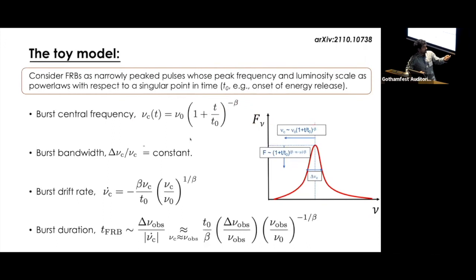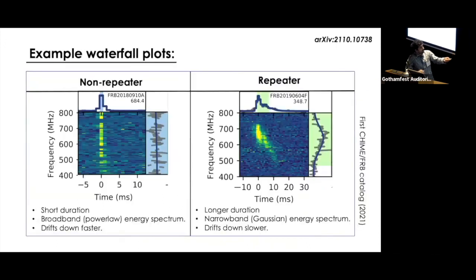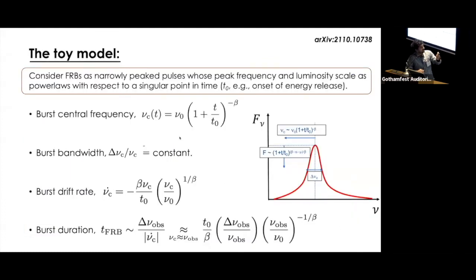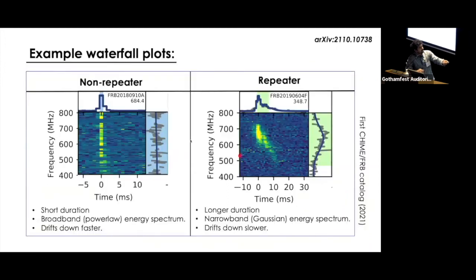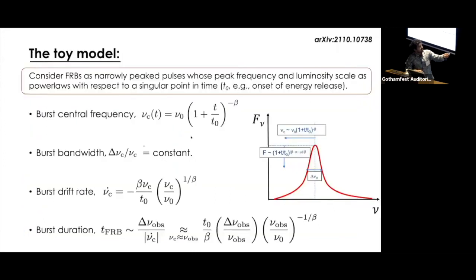The central frequency is, for example, at t equals 5 seconds, 600 megahertz. And then the instantaneous burst bandwidth is proportional to the central frequency. With these two, you can figure out the burst drift rate, just by taking a time derivative of this, and the burst duration of the FRB would be the burst bandwidth divided by the burst drift rate. So this is what the very simplistic phenomenological model is.